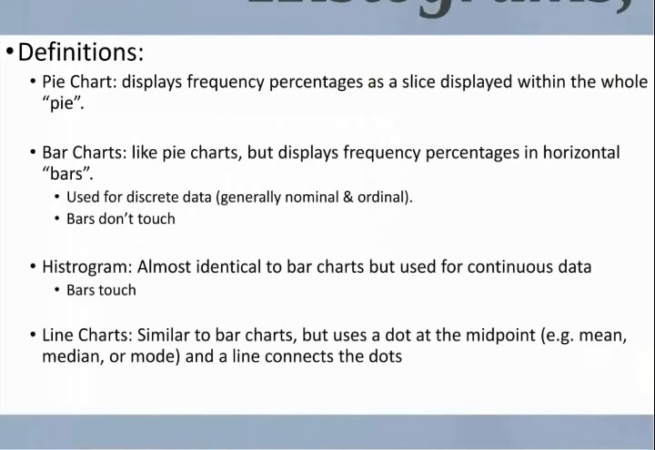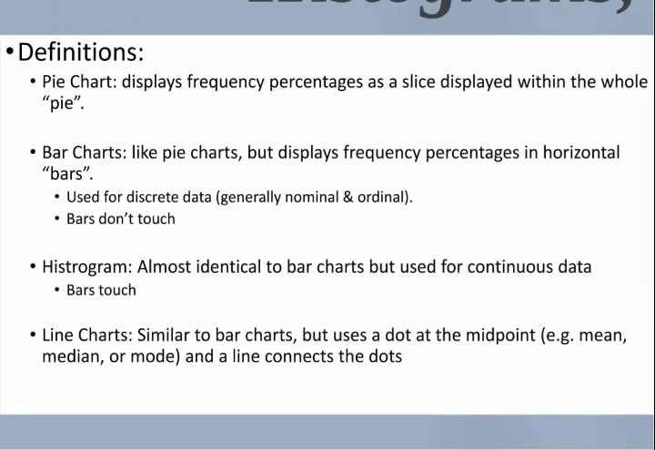So what are each of these? A pie chart, most of us should be familiar with most of these. I think people get confused between bar charts and histograms, and I'll talk about those quickly. So a pie chart displays frequency percentages as a slice displayed within the whole pie, right? So the percentage of X group is displayed as a slice of pie within the larger pie. So this gives us general proportions of each group within that larger pie.